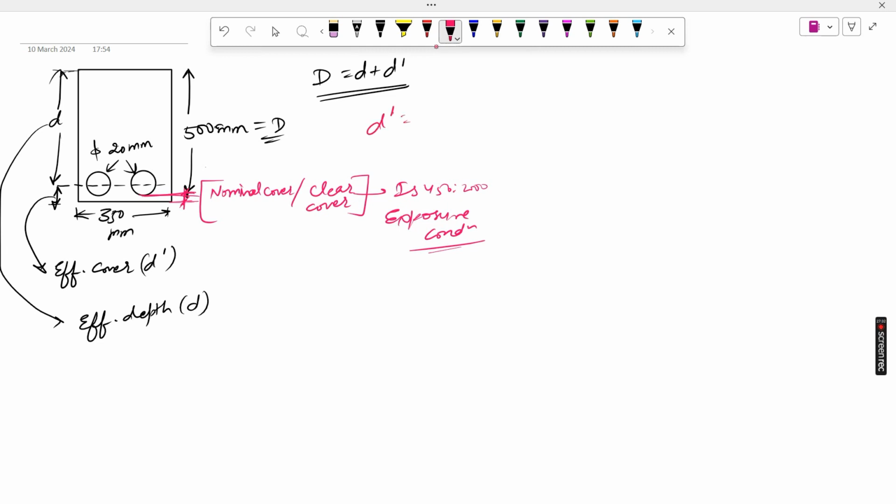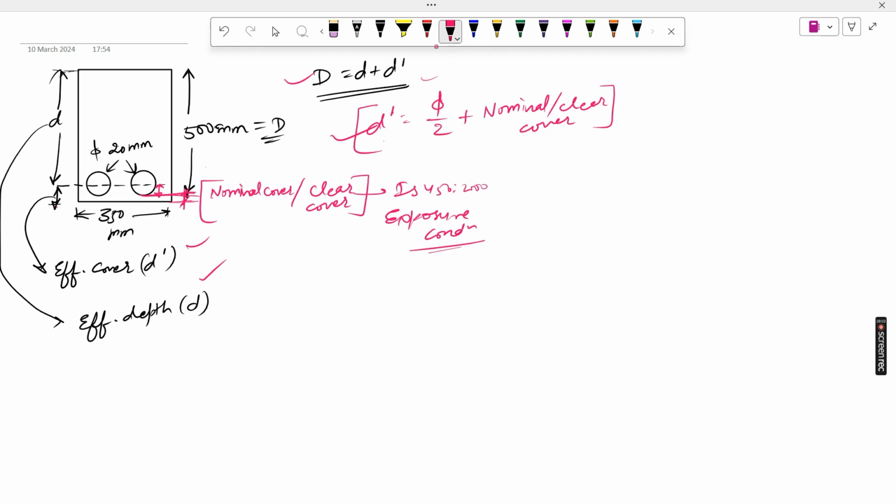So what is the D dash? D dash is from the edge to the center of the bar, so D dash will become nominal cover plus half of the dia. Because it's passing through the CG, so D dash is half of the dia, means phi by 2, plus what we have to add? Nominal or clear cover. Okay, so by this way we can get D dash, everything we can get.